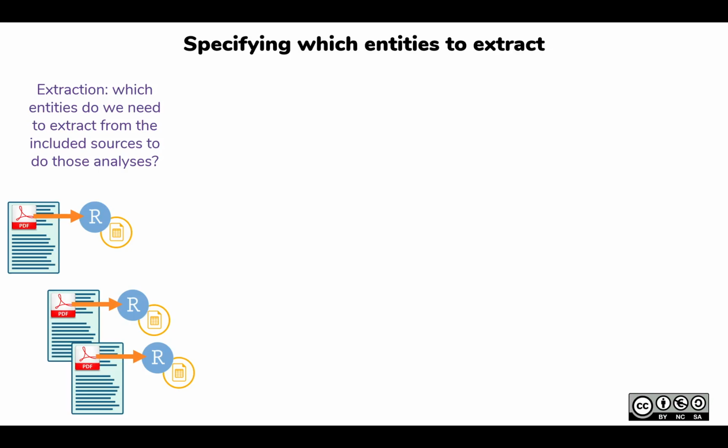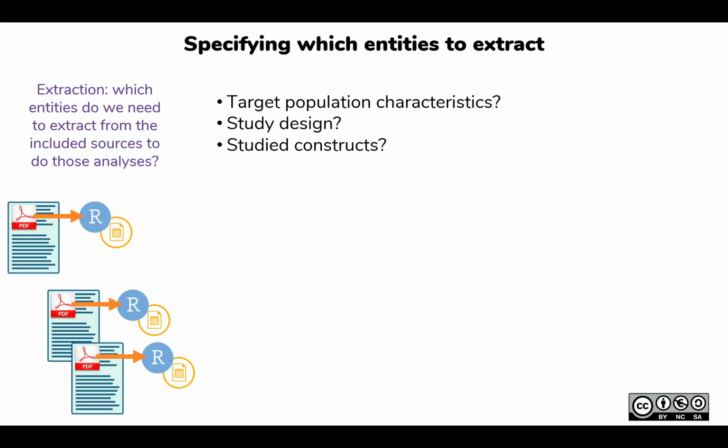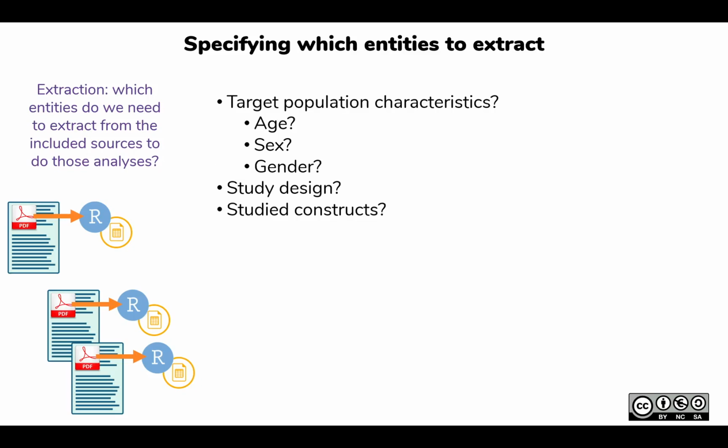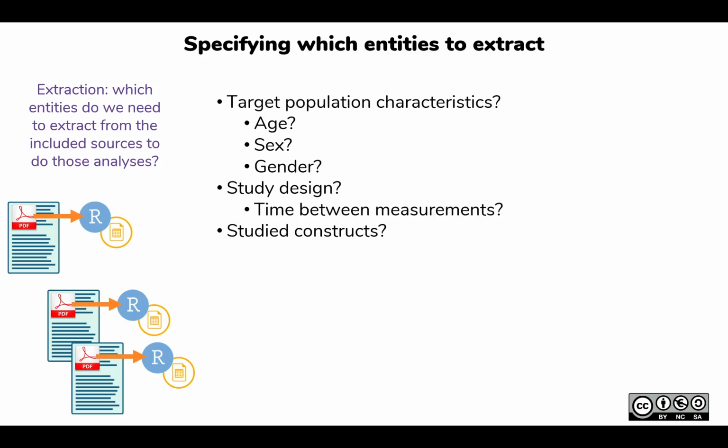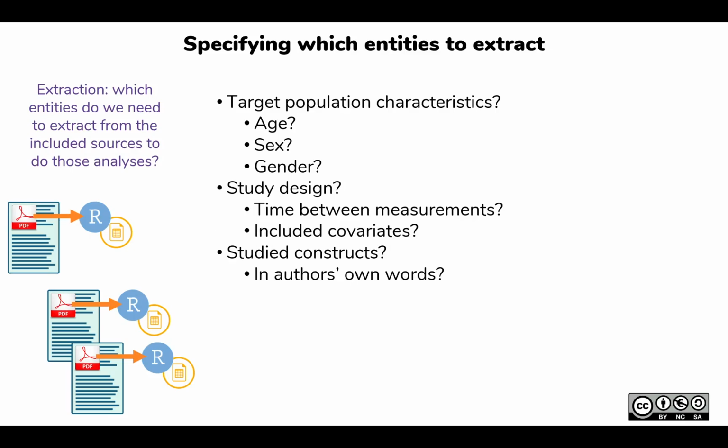So an entity is anything you extract from a paper. So for example, characteristics of the target population, study design, and the constructs that people study. Target population characteristics you might want to subdivide into age, sex, maybe gender. Study design, you might want to look at the time between different measurements or the covariates that are included.